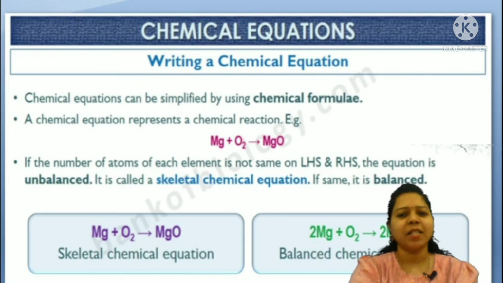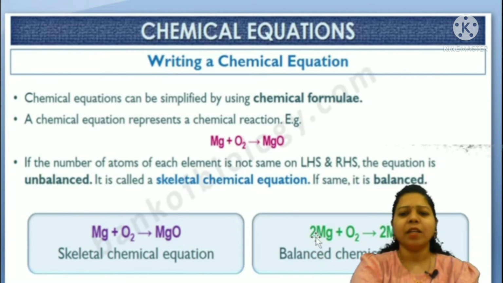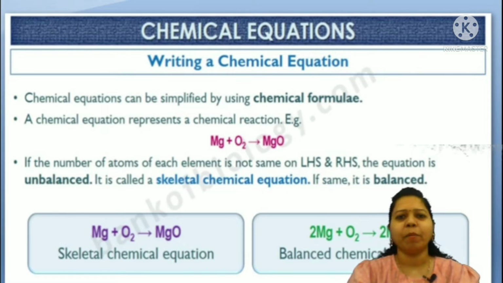And this is known as a balanced chemical equation. Here at the LHS the number of magnesium is 2 and at RHS also 2. The number of oxygen atoms is 2, and here the number of oxygens is also 2. That's why on both sides the number of all the atoms is similar. So this is an example of a balanced chemical equation. Simply remember: a chemical equation which is unbalanced is known as a skeletal chemical equation, and which is balanced is known as a balanced chemical equation.